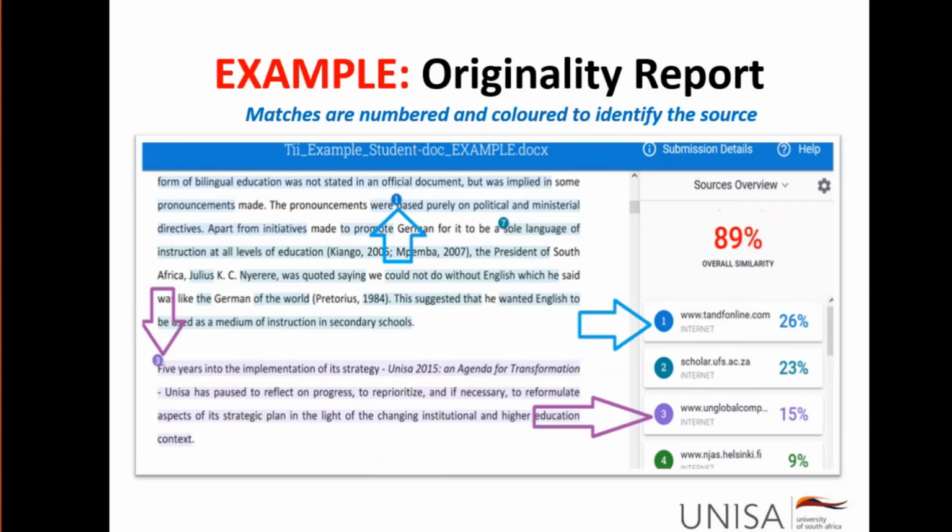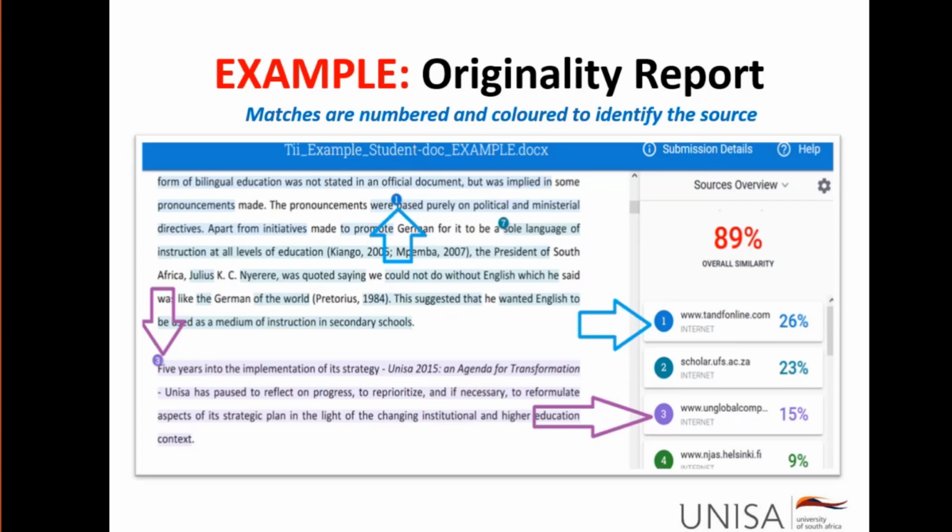I realize that the burning question for everybody is always, what would be an acceptable similarity index? There is no acceptable similarity index. The reason being that UNISA does not tolerate plagiarism. In other words, it doesn't matter what your similarity index is. If academic misconduct, like plagiarism, is found within your specific document, it will be unacceptable, regardless of what that percentage is. However, we can have a look at the individual sources listed in your column on the right-hand side.